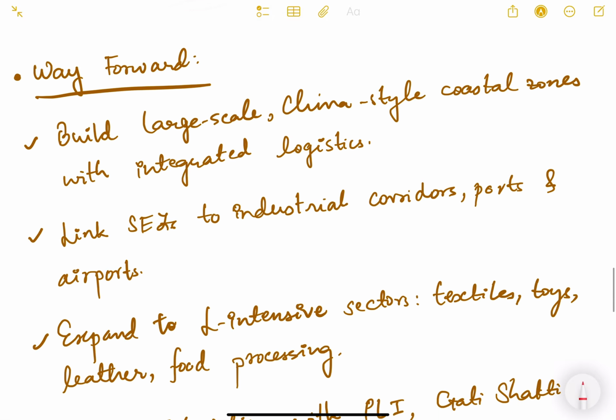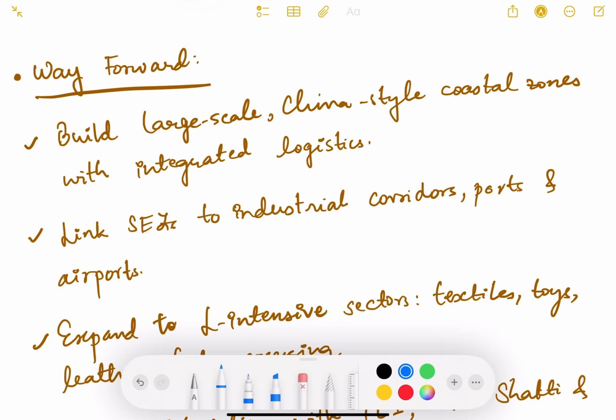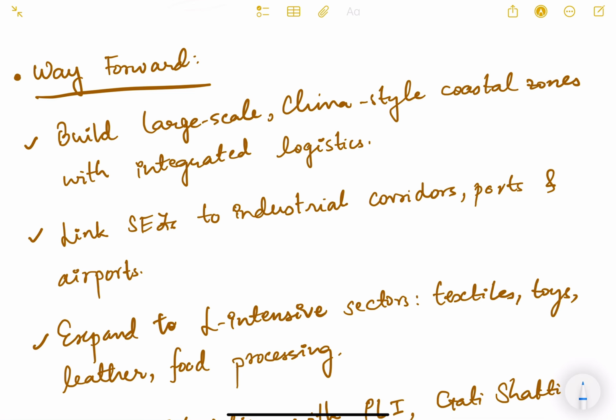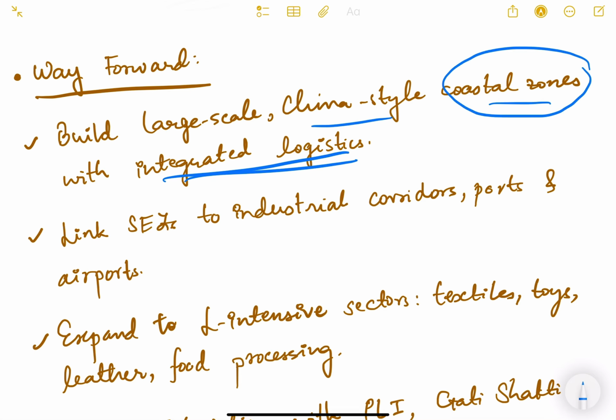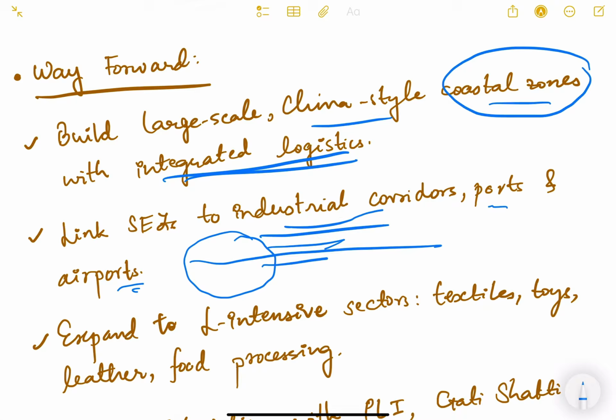What is the way forward? We need to build large scale China-style coastal zones with integrated logistics. Coastal because it will be easier for exports and imports, and link SEZs to industrial corridors, ports and airports. We need to build an entire ecosystem where these special economic zones are linked to other industrial corridors, through which they can either take inputs or give their products as intermediate goods. Also we need to connect them to ports and airports, so that imports and exports are easier.